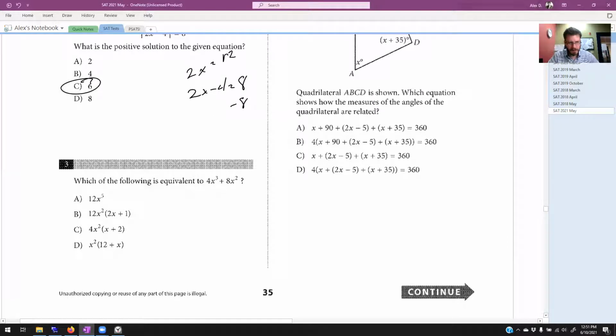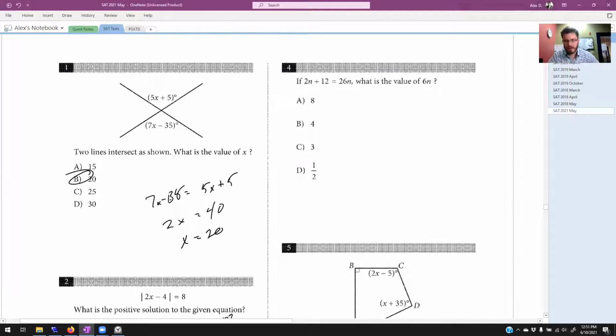Equivalent to that, so that's x squared, and 4x squared factors into x plus 2, and that is C. What is the value of 6n? So look out for these. These come up quite frequently. If this is 26n, let's see, if we combine the n's, we get 12 equals 24n. If I divide this by 4, I get 6n, so that's 3 equals 6n.